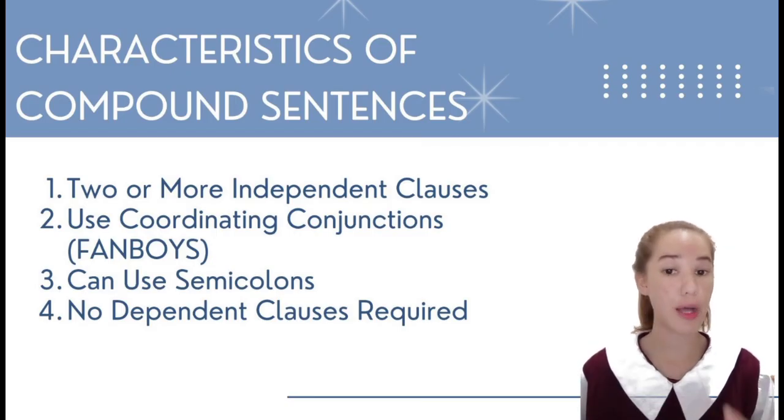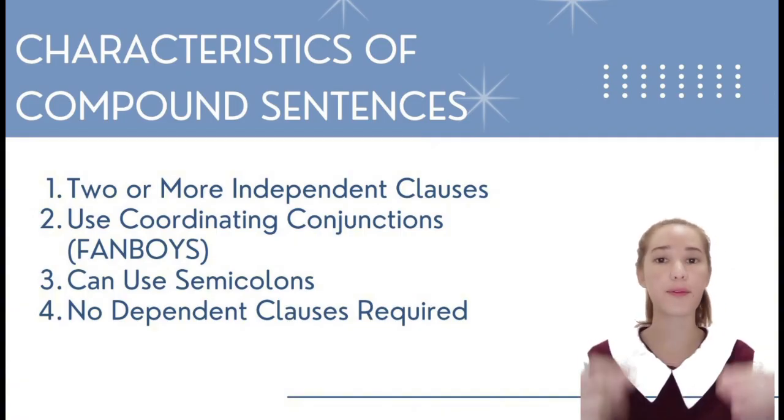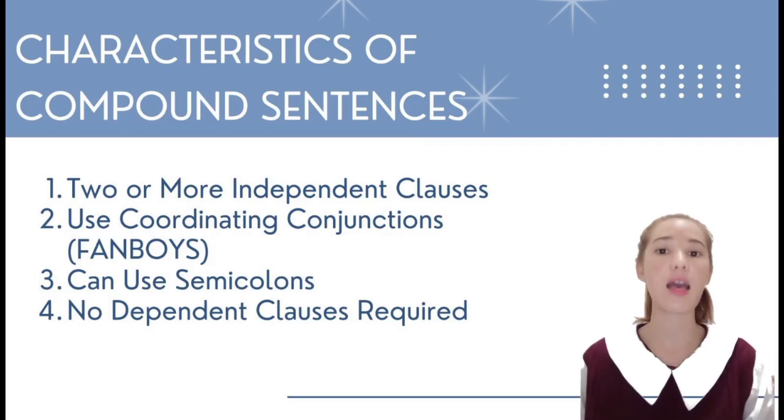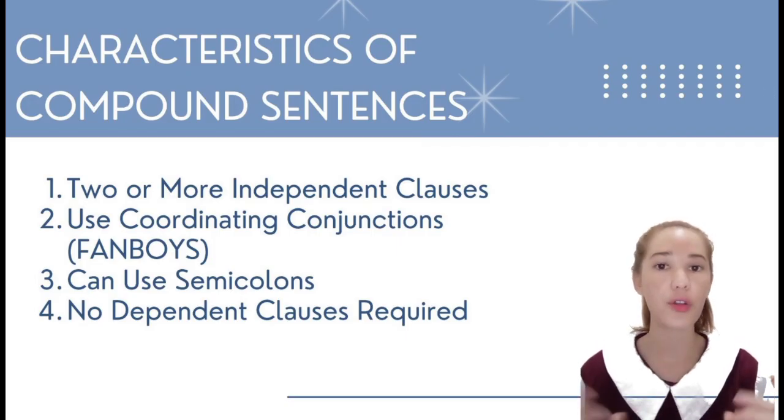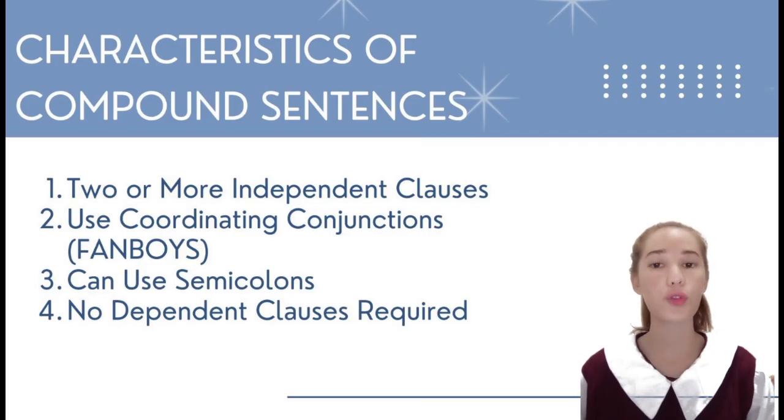Let me give you some examples. "I was tired, so I went to bed early." Uses so to show the result. "She loves singing, but she hates dancing." Uses but to show contrast between two different preferences. "You can have tea or you can have coffee." Uses or to show a choice between two options.